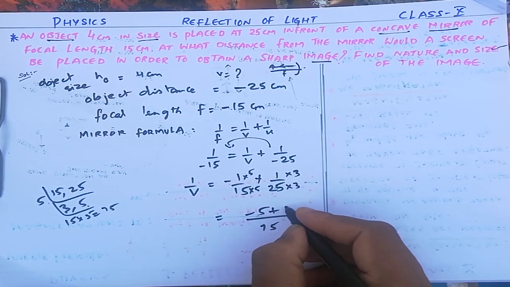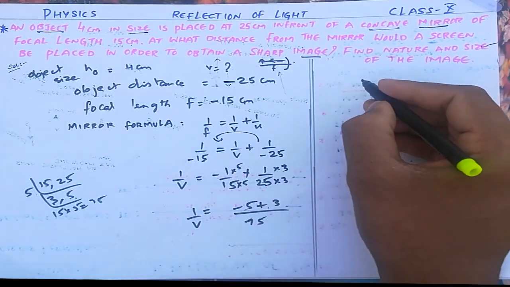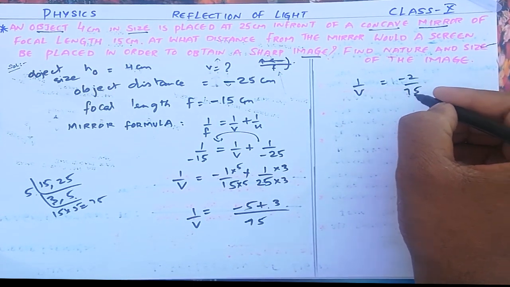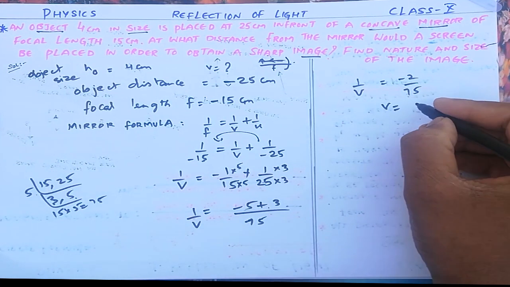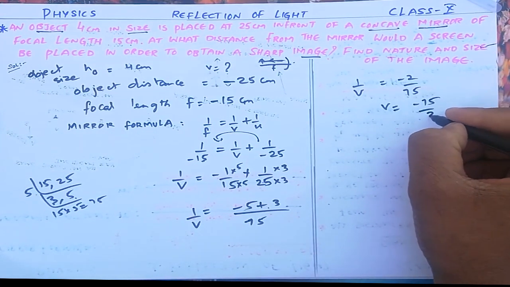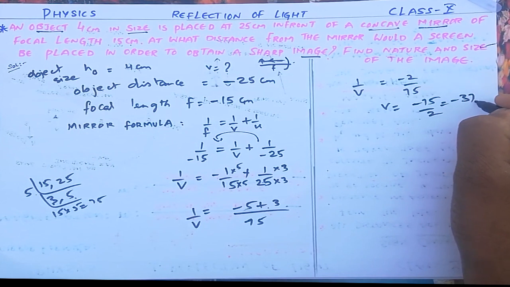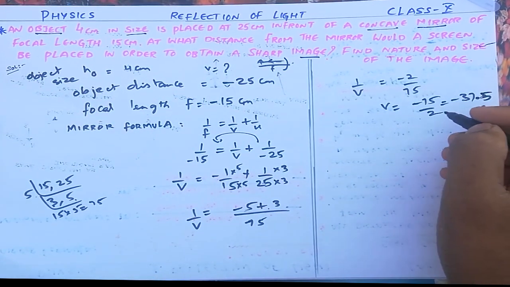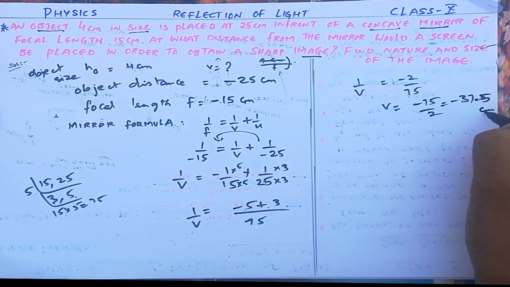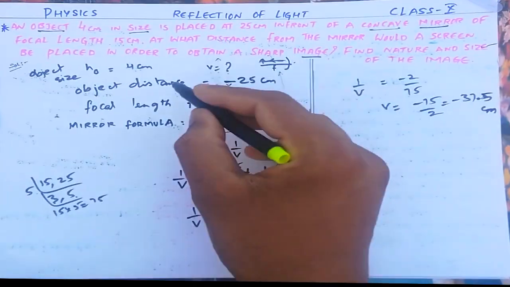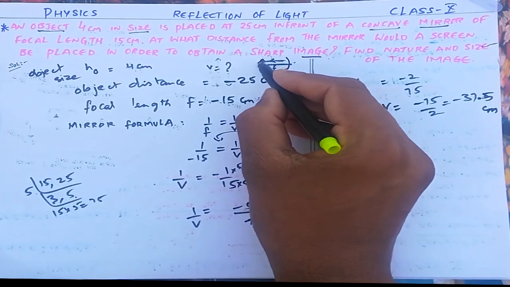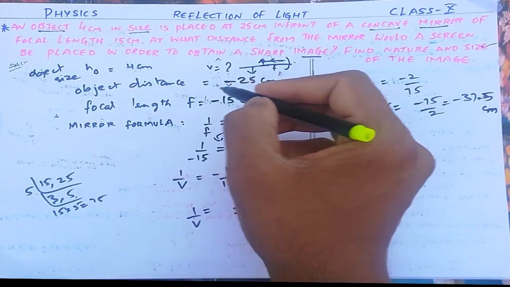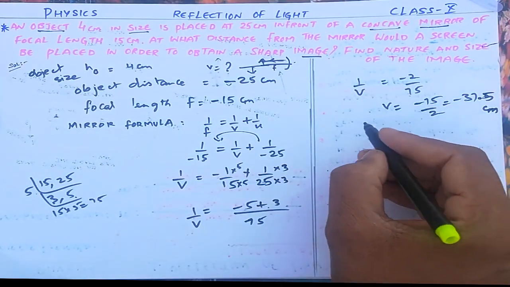So minus 5 plus 3, 1 by v equal to minus 2 by 75. Reverse of this, so v value will be minus 75 by 2, which is nothing but minus 37.5 centimeters. This is the image distance, v. That means far away from the object. Suppose here it is the object, here it is 25 centimeters. Image formation will be somewhere here, that means beyond C.